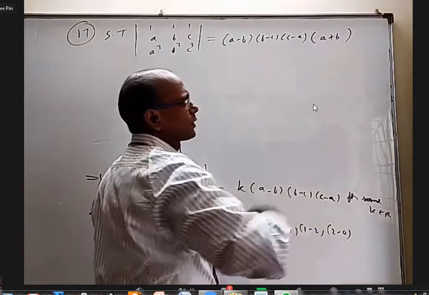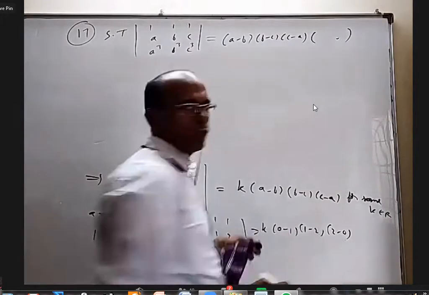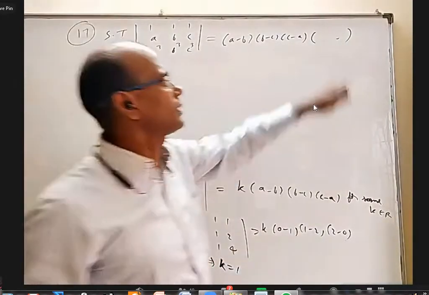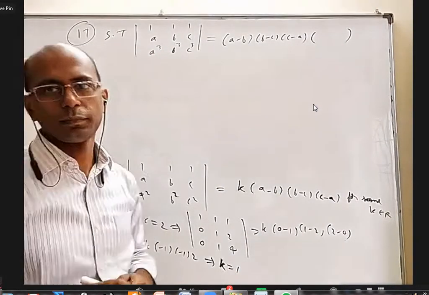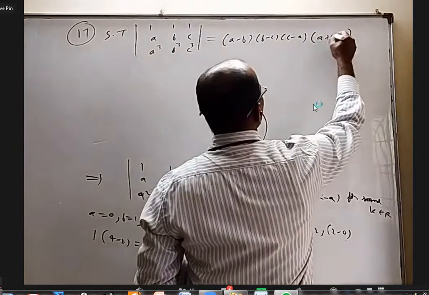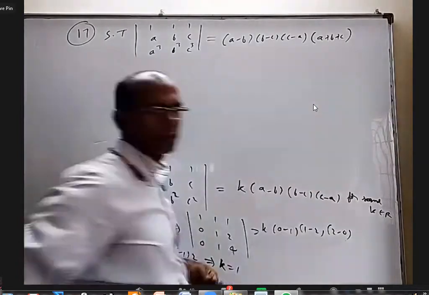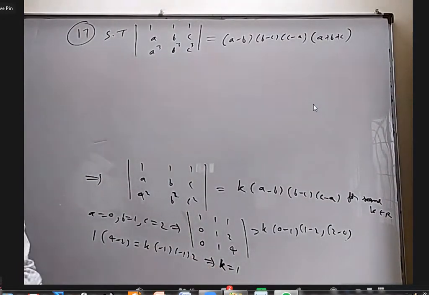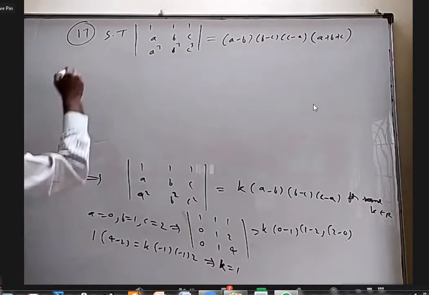Why are you missing c? So anybody want to tell me what is that single degree expression where a, b, c are equally present? a plus b plus c, sir. Yes, a plus b plus c, that is the answer. We will try this also by both methods.